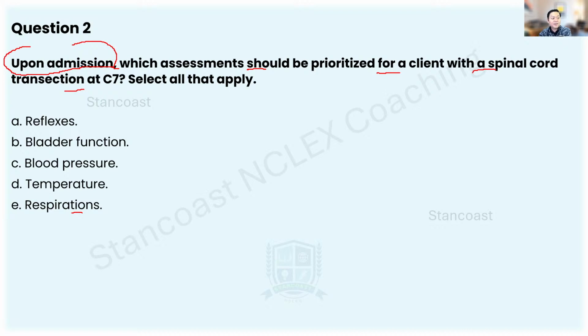Remember that there is going to be an effect on the intercostal muscles, which are needed in the respiratory function. C7, intercostal muscle involvement. So you should be assessing the respiratory pattern, making sure that there is no respiratory compromise. And it's because of the intercostal muscle involvement. So that is one of the answers.